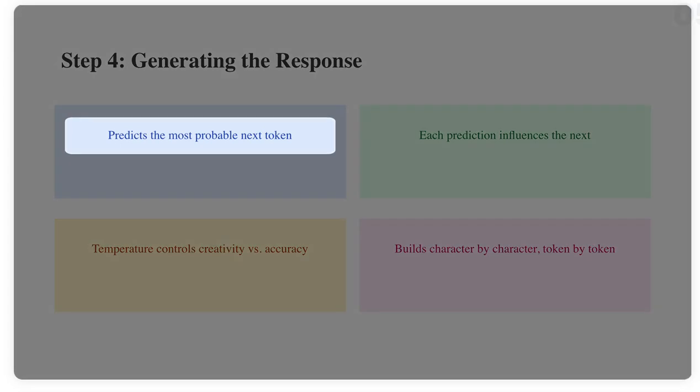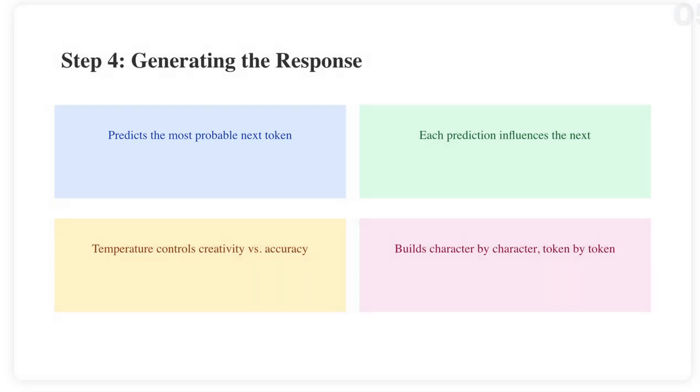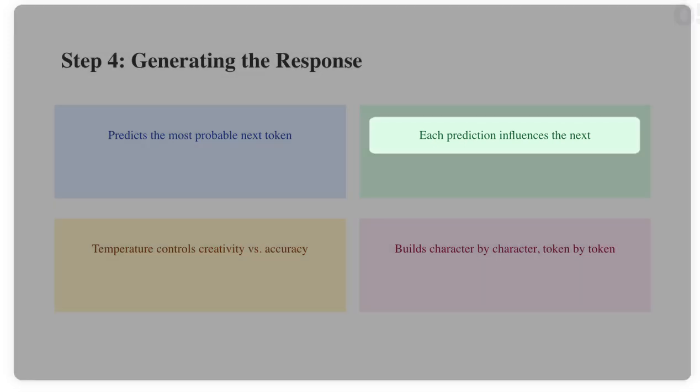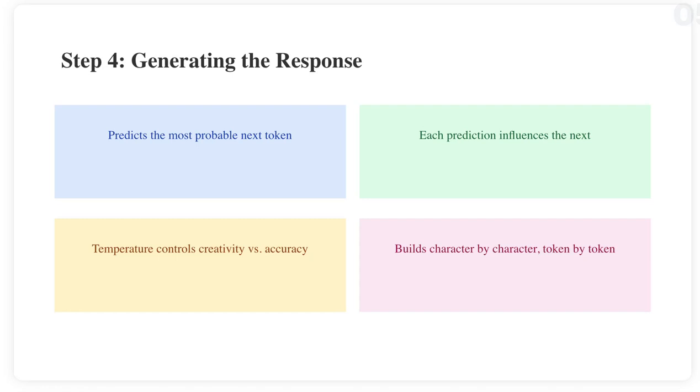Remember, a token can be a word, part of a word, or even punctuation. The model calculates probabilities for thousands of possible next tokens and picks the most likely one. Here's the crucial part. Each prediction influences the next. This creates a chain reaction. Once the AI predicts token 1, that becomes part of the context for predicting token 2, and so on. It's like building a sentence where every word you choose affects what comes next.